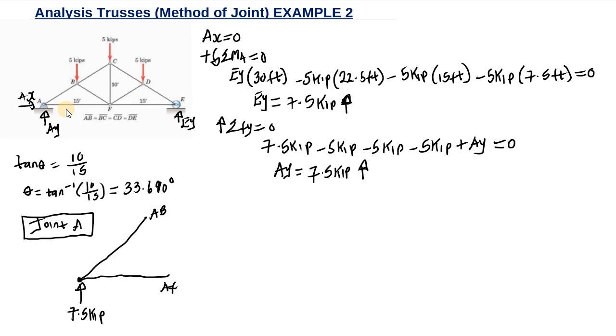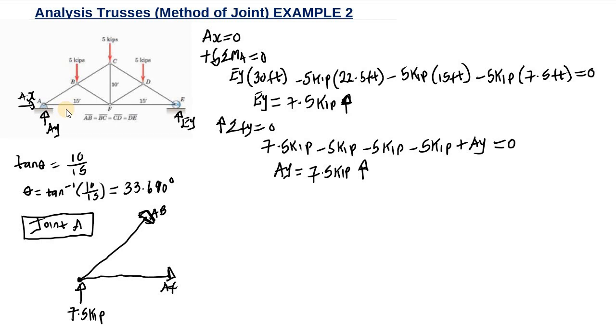Always assume all your forces to be in tension. If you have a positive value, your assumption is right. If you have a negative value, your assumption is wrong. They are acting in the opposite direction. We are going to say AB is in tension, so it is moving away from the joint. When it is in tension, it is moving away from the joint, and when it is in compression, it is moving into the joint.